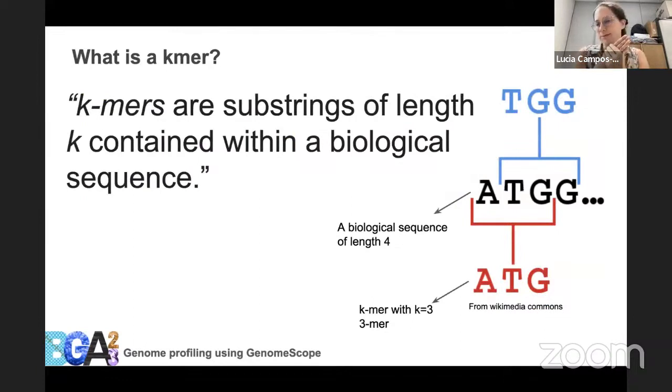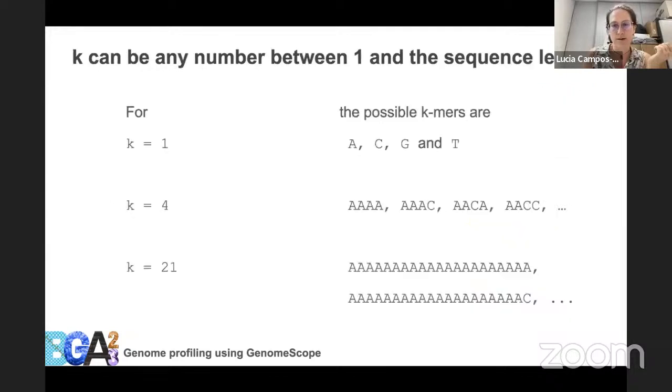What is a k-mer? I don't know how familiar all of you are with k-mers, but the concept is fairly simple. It's basically a substring of DNA, of anything, of length k. So k will determine the length of our k-mer that is contained within a biological sequence. When we're talking about k-mers, we're just talking about a sequence of a determined length. You can have k-mers of any number between one and your whole sequence length if we're talking about reads.